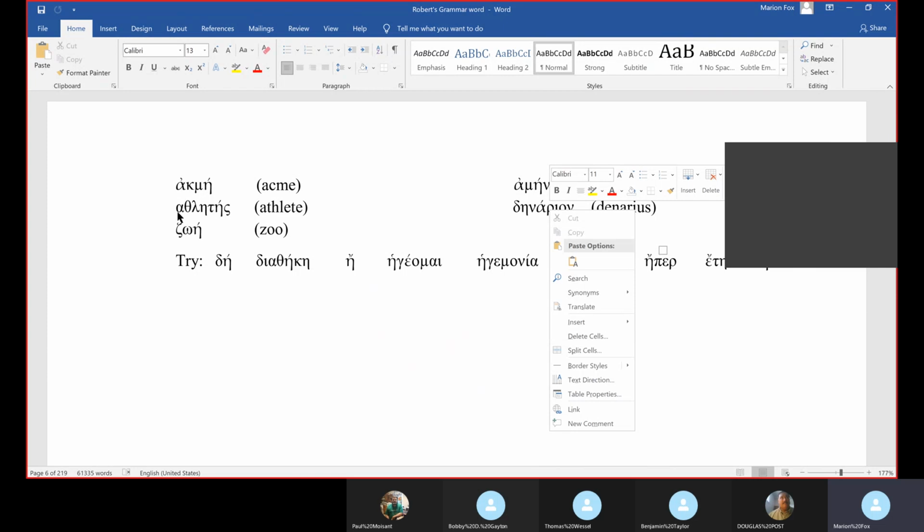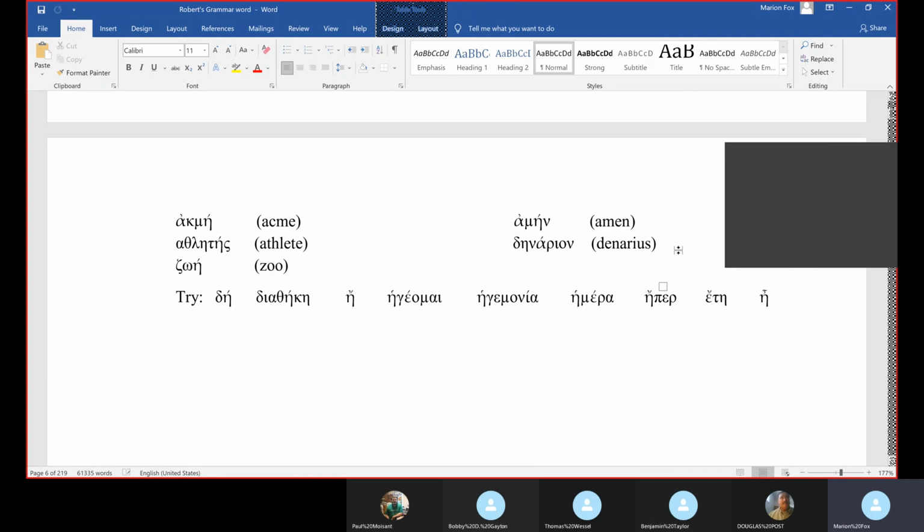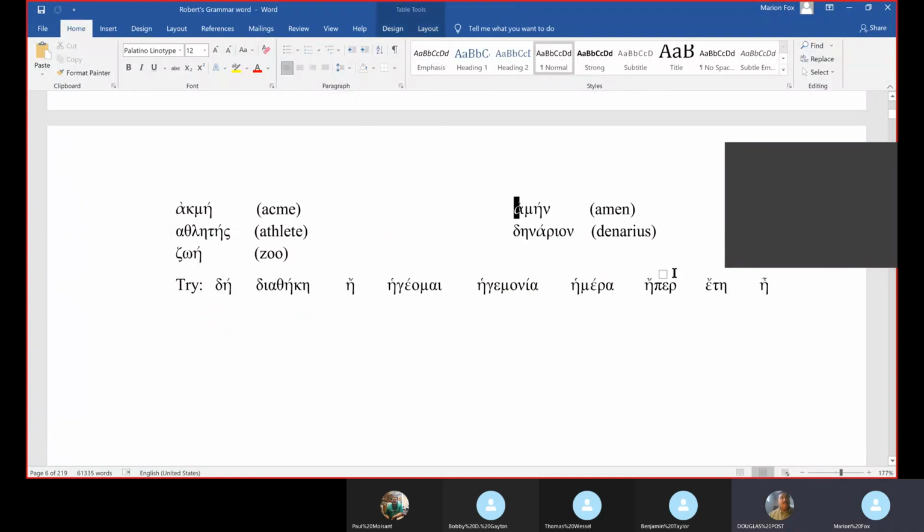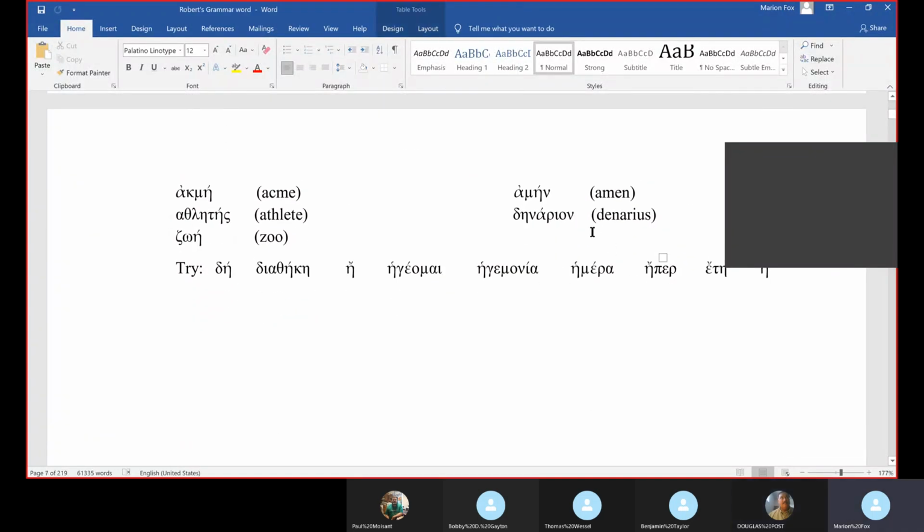Athletes. The word athlete comes from this, zoe, and that's life. Now, we have two words for life, one is bios, and the other is zoe. Whenever we're talking about spiritual life, it's always zoe, never bios. Spiritual life would be zoe, the higher kinds of life. So it's a higher form of life. Another word here, and I just lost it.